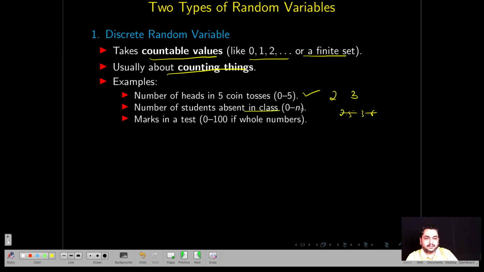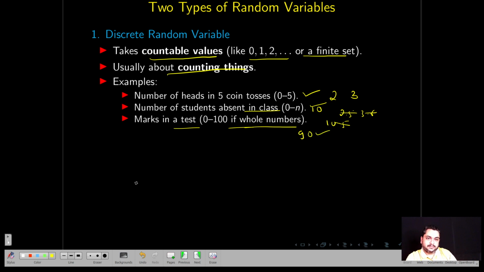Number of students absent in a class. I will say 10 students absent. I will never say 10.5 students absent, right? So I am easily able to count it. Marks in a test out of 100. If it is whole numbers, if it is an integer, I can say 90 marks.